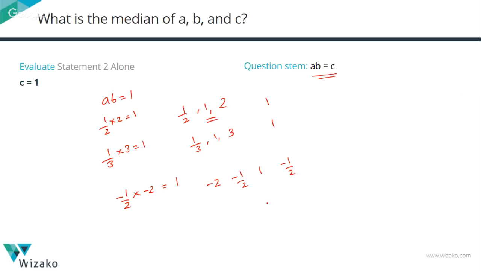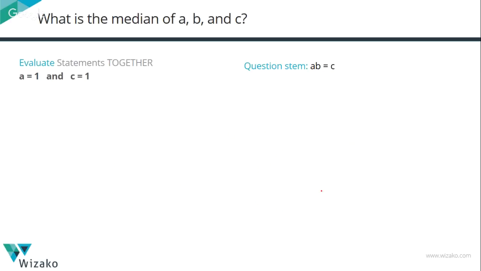So here, statement 2 is not giving us a unique answer. It's giving us more than one possibility. 2 alone is not sufficient. Let's rule out answer choice B. What we are down to is choices C or E. Combine the two statements. We know AB equals C from the question stem. A is equal to 1, and C is equal to 1.